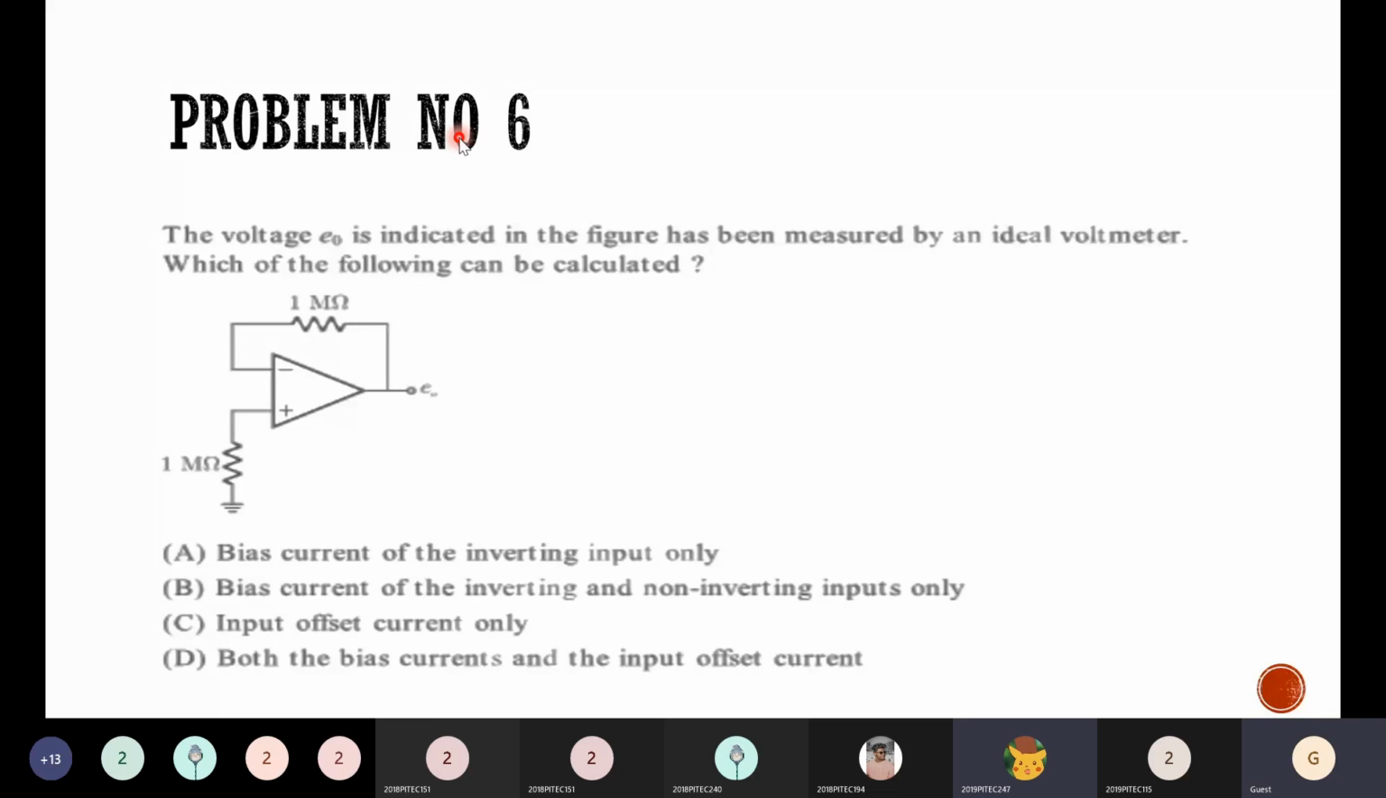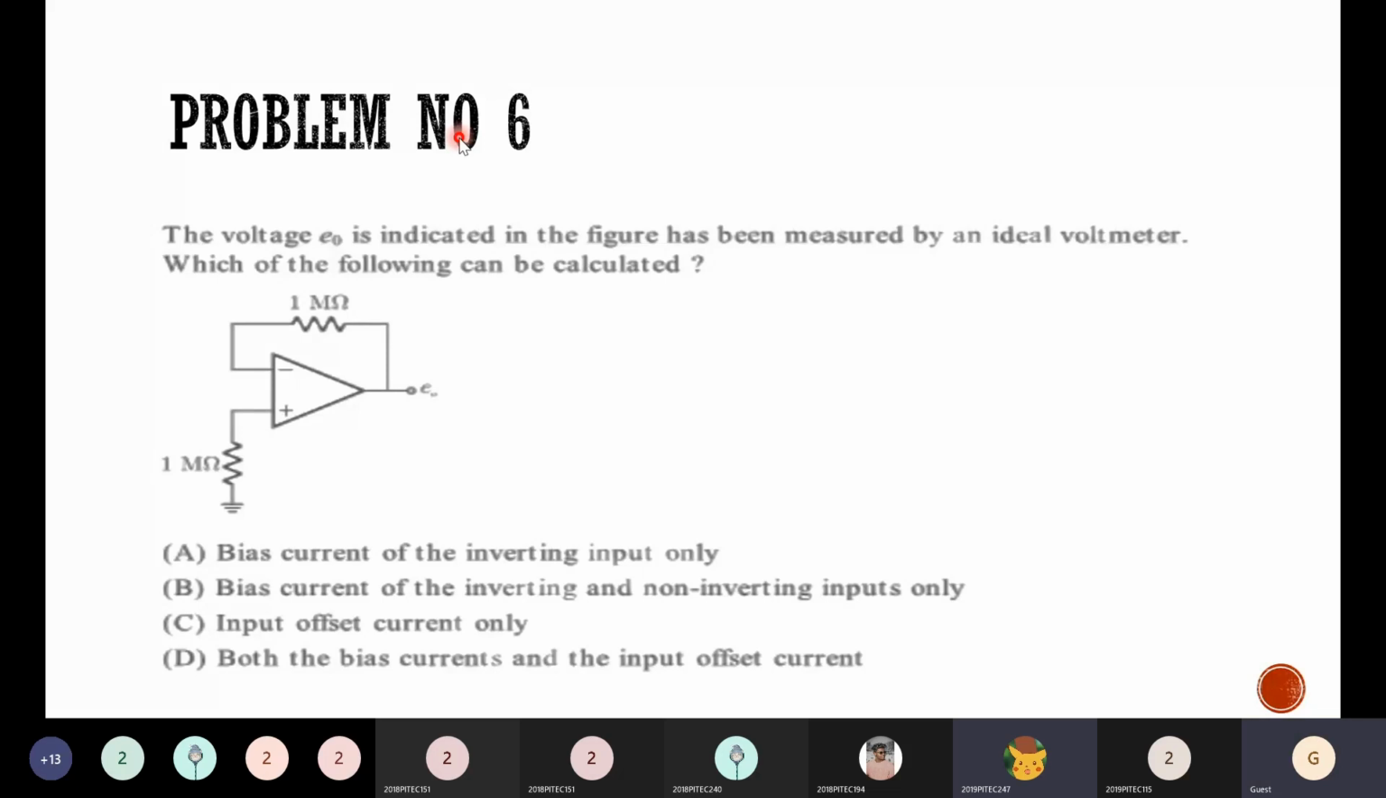Then what are the things you can identify from this? Bias current of the inverting input. See, this is based on non-ideal DC characteristics. You have DC characteristics of op-amp, AC characteristics of op-amp. This bias current and all, it is DC characteristics of op-amp, non-ideal DC characteristics. You have bias current, offset voltage, offset current. So all these things are non-ideal DC characteristics.